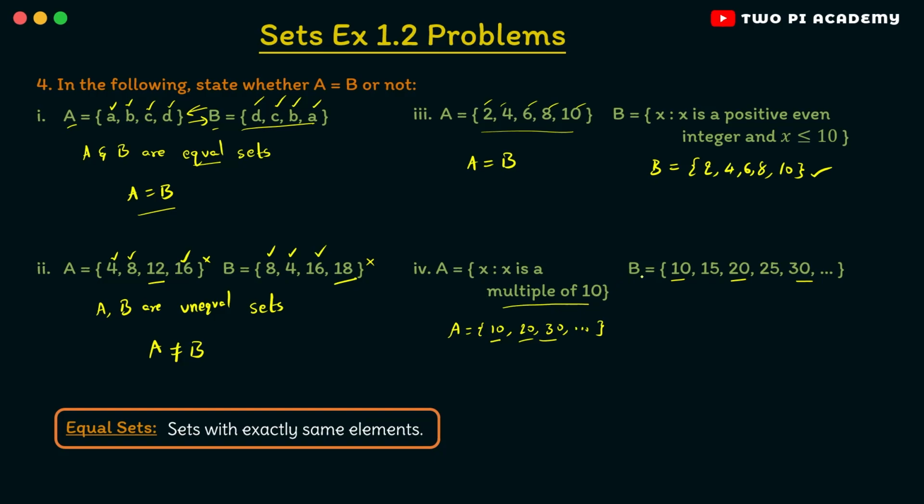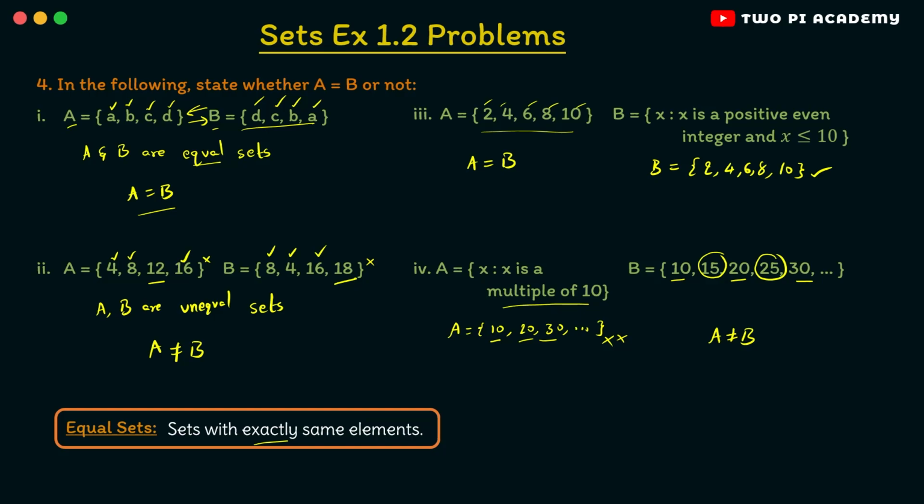Please don't make that mistake, because here set B has the element 15. Is 15 anywhere in set A? No, right? There is no 15 in this. And then there is 25. Is 25 in this? Clearly no. So all the elements of B are not in A. Some of them are missing in set A. So you can't say that they are exactly the same elements. Hence, A is not equal to B. They are unequal sets, not equal. So this is the fourth problem.